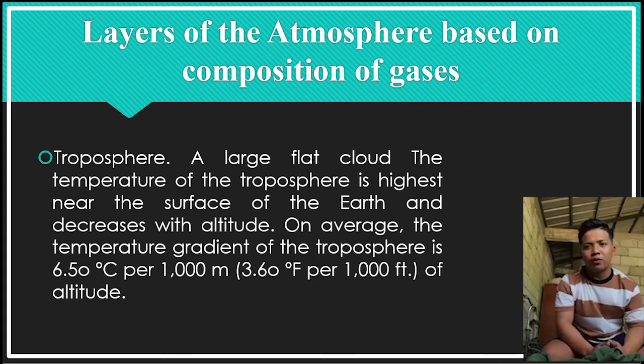The temperature of the troposphere is highest near the surface of the Earth and decreases with altitude. On average, the temperature gradient of the troposphere is 6.5 degrees Celsius per 1,000 meters, or 3.6 degrees Fahrenheit per 1,000 feet of altitude. What is the source of heat in the troposphere? The Earth's surface is the major source of heat. Although nearly all of the heat comes from the sun, rock, soil, and water on Earth absorb the sunlight and radiate it back into the atmosphere as heat.